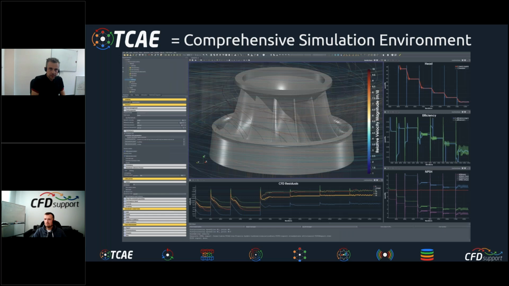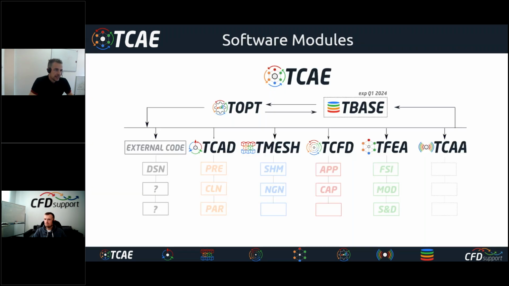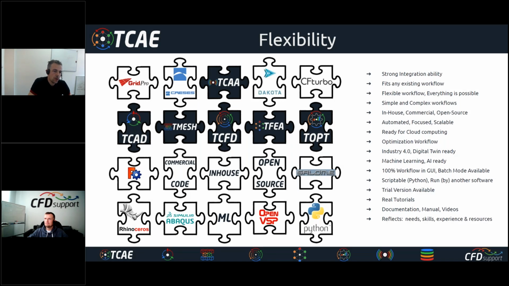I would say that we have a product. The main product, the flagship product, is called TCAE, which is an open source based complex product for simulations. It consists of software modules. There are a couple of modules. Anyone can play with them. Anyone can set up their own workflow, which fits their purposes, skills, experience, or resources. So it's really flexible. TCAE is developed in a way to be easily combined and scripted with other software pieces like other commercial codes, in-house codes, or open source codes. So it's extremely flexible, and it definitely helps the engineers to fit their purpose and their goals.